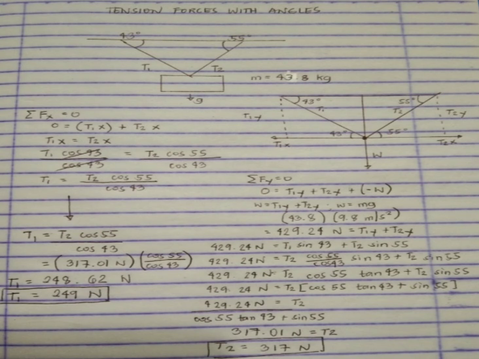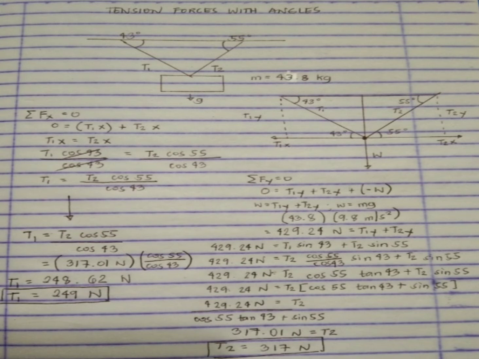Now, the summation of all forces along the x-axis is equal to 0. 0 equals T1x plus T2x. T1x equals T2x. T1 cosine 43 over cosine 43 equals T2 cosine 55 over cosine 43. Now, cancel cosine 43 on the left side. The remaining is T1 equals T2 cosine 55 over cosine 43. Now, let's stop here since we're going to find the value of T2.